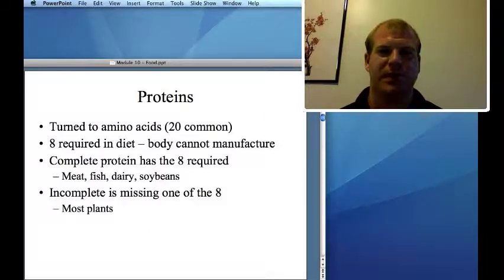Proteins. There are 20 common amino acids as we learned in biochemistry, but our body cannot manufacture 8 of those 20. The other 12 we can manufacture, 8 we don't.